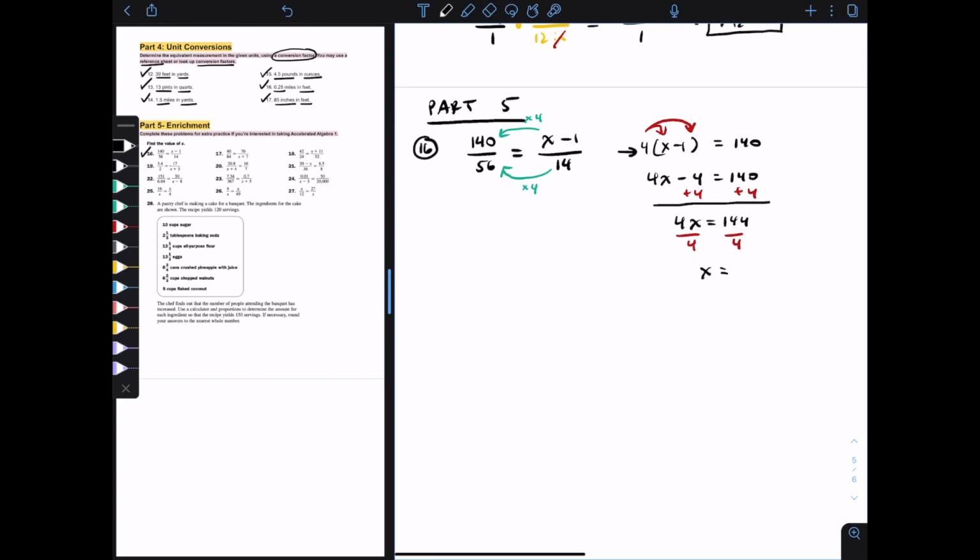That should be right. Let me just check real quick. No, 36. Half of 144 is 72. Half of that, so yeah, 36. So x equals 36 here.